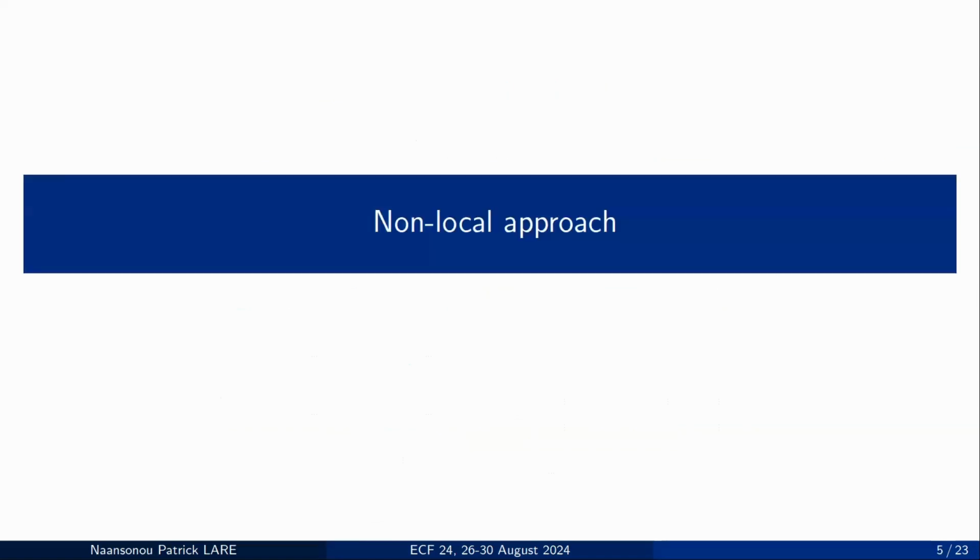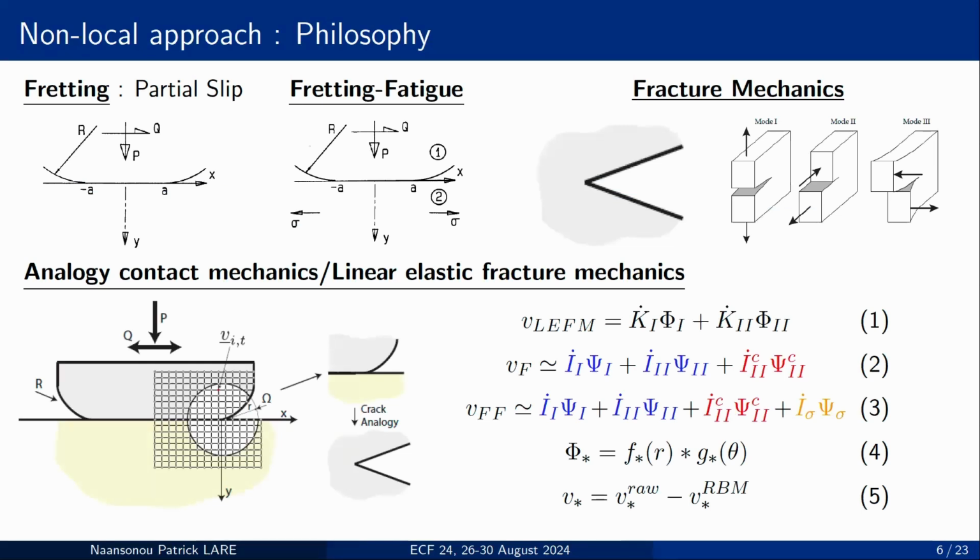Okay, so I will move to the second section, the non-local approach. I will first define what fretting and fretting fatigue are. We have fretting when we have two bodies in contact with a normal load P and a tangential force Q that will generate partial slip at the contact interface. And we talk about fretting fatigue when we have P, Q and the fatigue stress sigma. The particularity of fretting and fretting fatigue is the fact that we have a strong stress gradient at the contact edge. We also have a stress gradient at the crack tip.